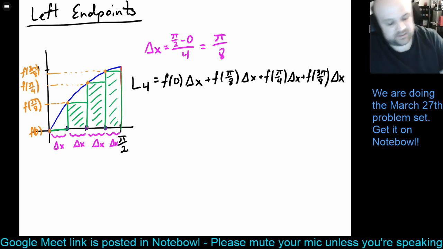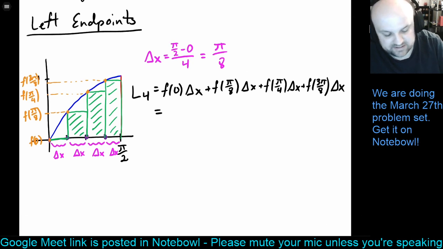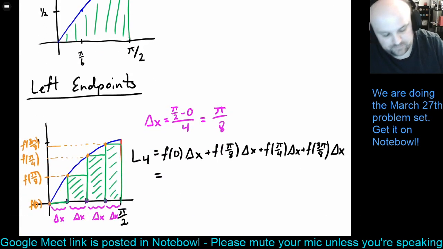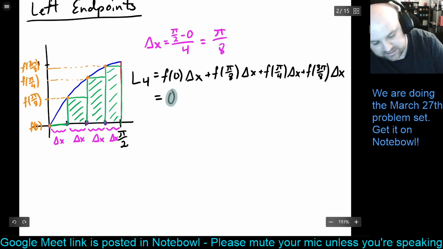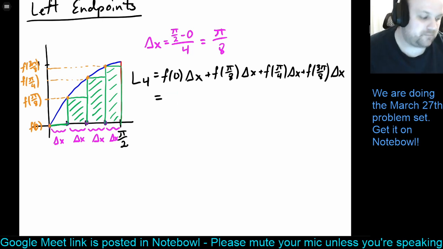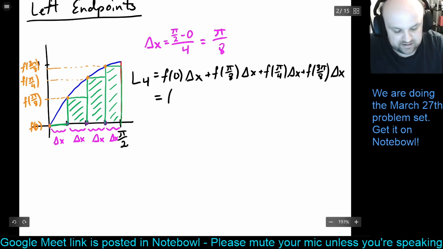Okay, so let's compute all these things. So this is sine of 0, because remember, f of x is sine of x in this problem. So sine of 0 we know is 0. Oh, sorry, I wanted to say one more thing, because I was doing this in the video and it'll save us some time. Since there's a delta x in all of these, we may as well factor out the delta x.